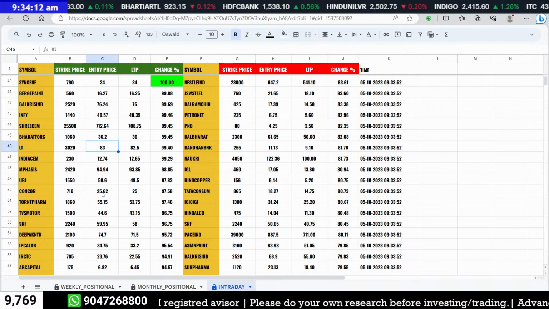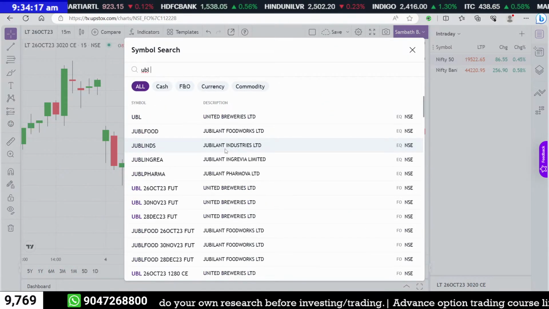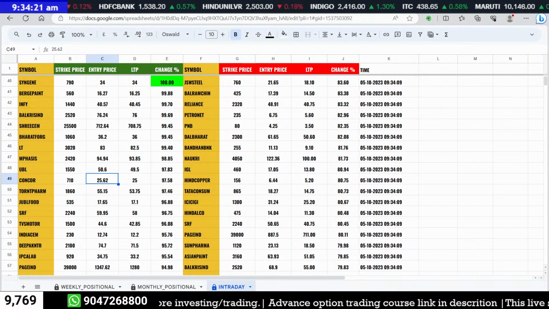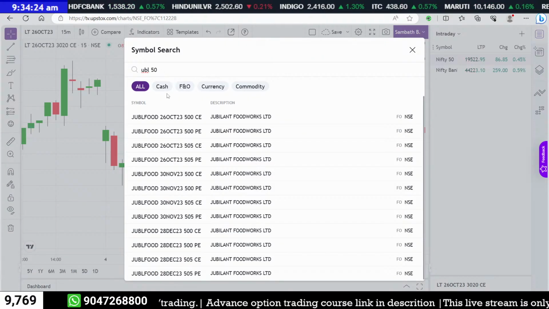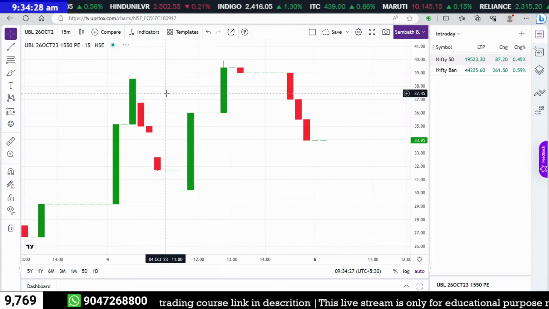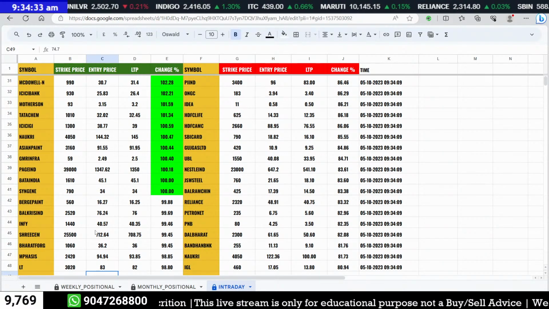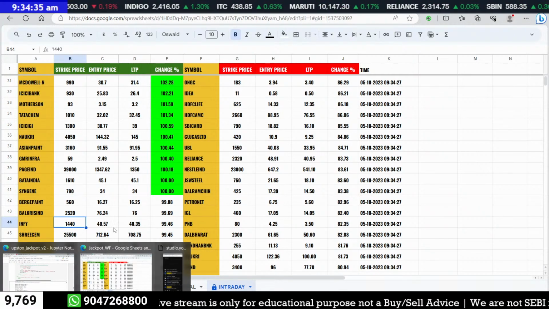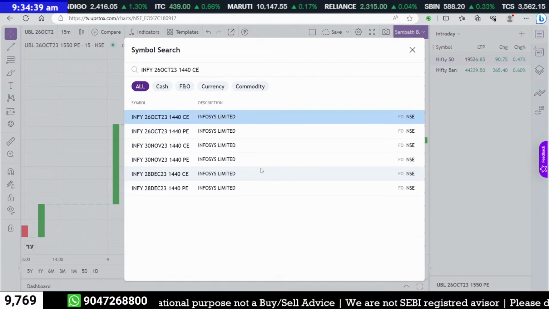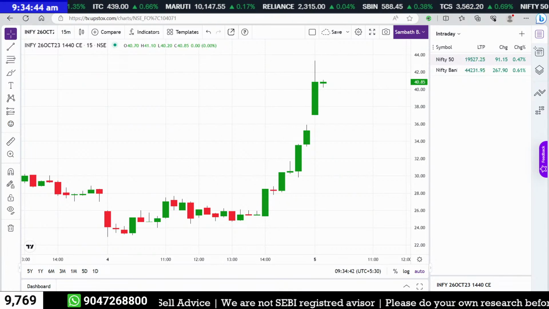And UPL 1550. Strike price is 1550. It's not liquid. Yeah, Infosys 1440 call 40.5. And this is also triggered, 43 high.